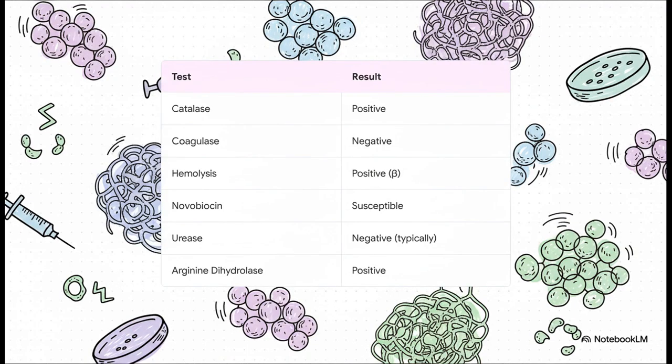This table gives us a pretty good snapshot of its biochemical profile. But I want you to look closely at that urease result. See that word? Typically negative. That one little word tells a huge story of inconsistency, and it highlights a major headache for us in the lab trying to make a definitive call with biochemistry alone.